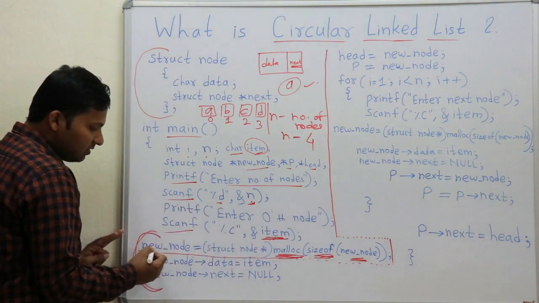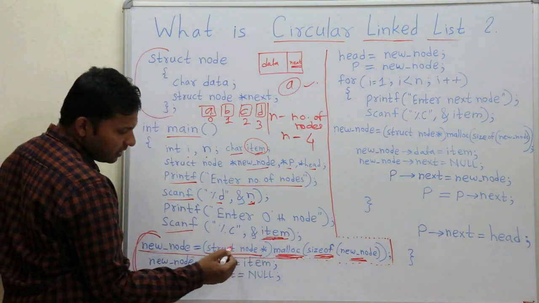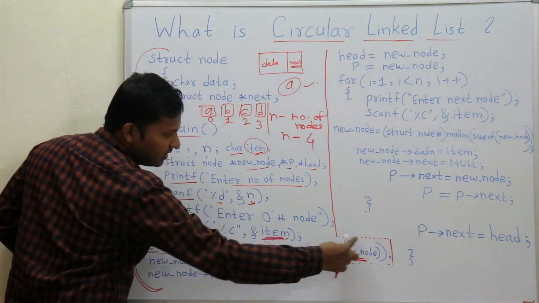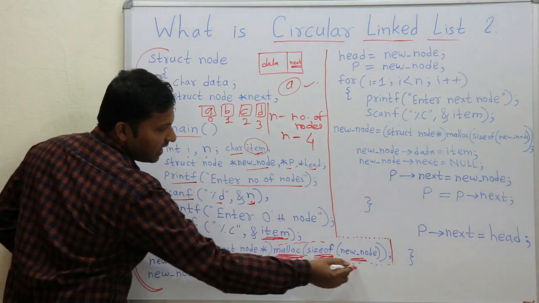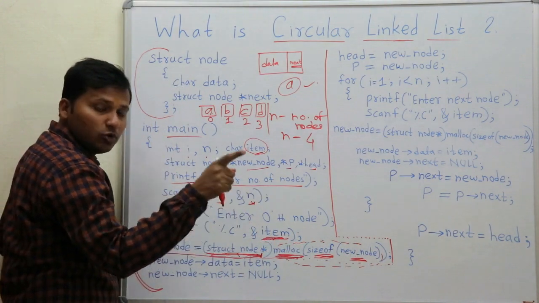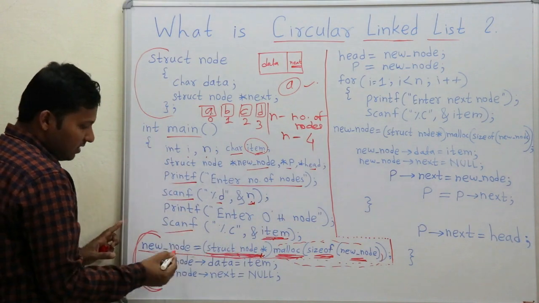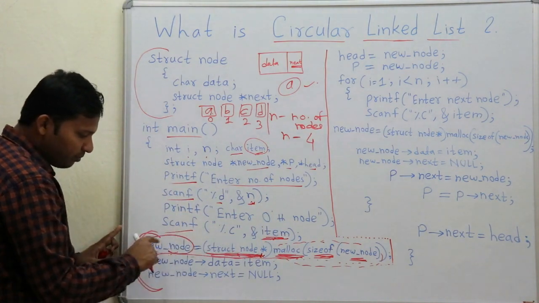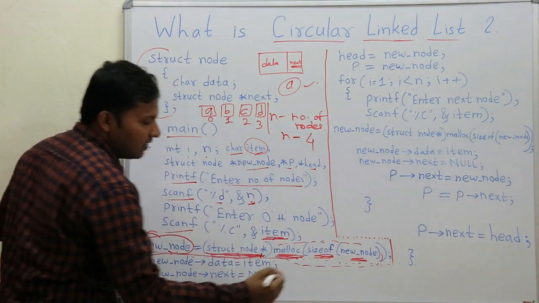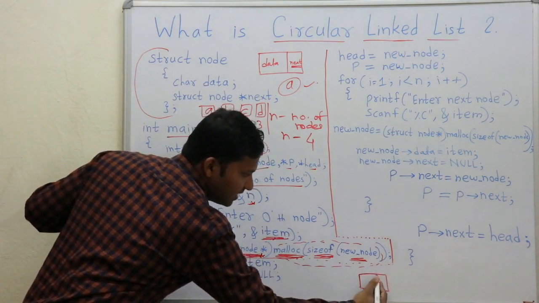So the whole statement is new node is equal to struct node star. This means typecasting. Whatever size is allocated in the memory is typecasted as a pointer to that memory location. So the new node becomes a pointer which points to the memory location which is allocated. So I will create the node. Okay, the node is created.